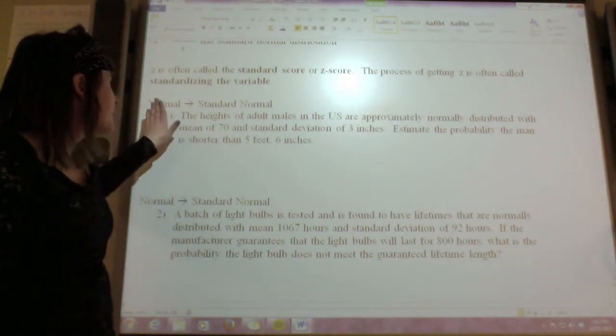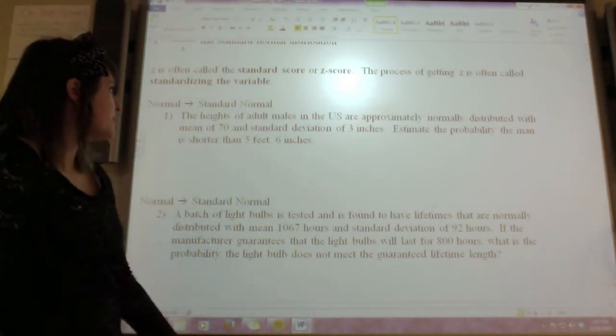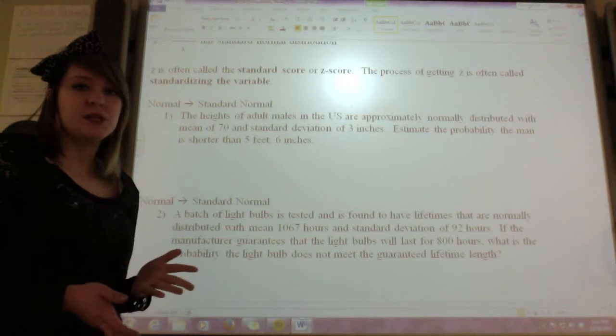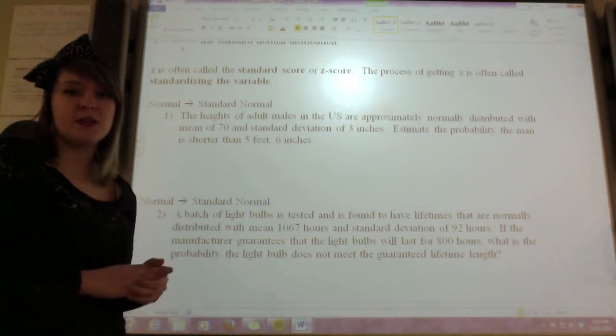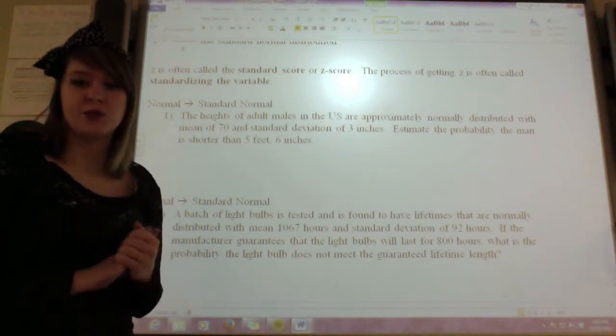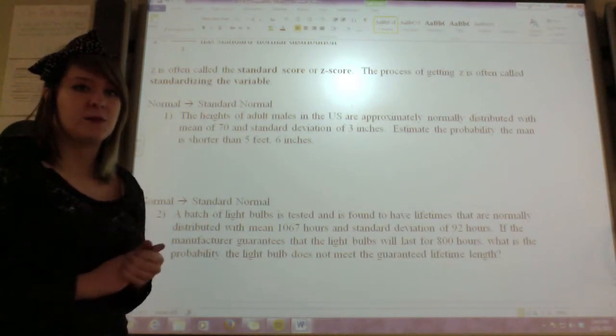So if I want to go from a normal distribution to a standard normal distribution, basically what I need to do is start by standardizing my variables, and then I can use my standard normal distribution table in order to estimate those probabilities.